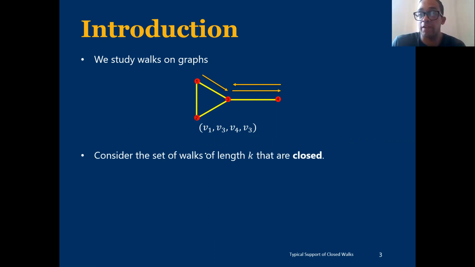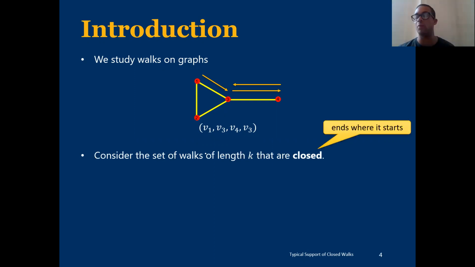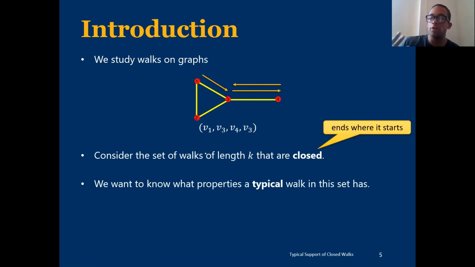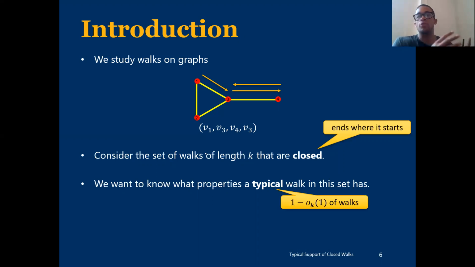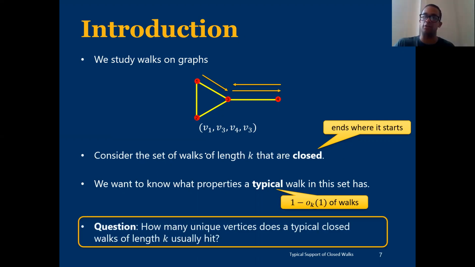What we're specifically interested in during this talk today is walks that are closed. And closed just means that the walk ends where it starts. We want to know what a typical closed walk looks like. Typical just means that most closed walks of a given length have this property. And when we talk about a property of a closed walk, what we're really interested in is the support of the walk. Namely, how many unique vertices do we see in the course of this closed walk?